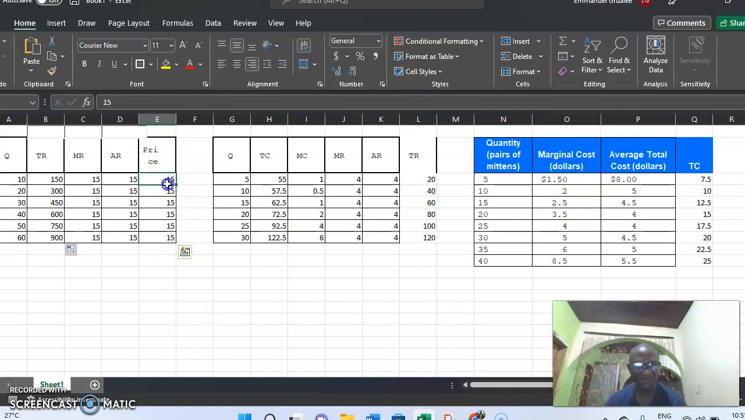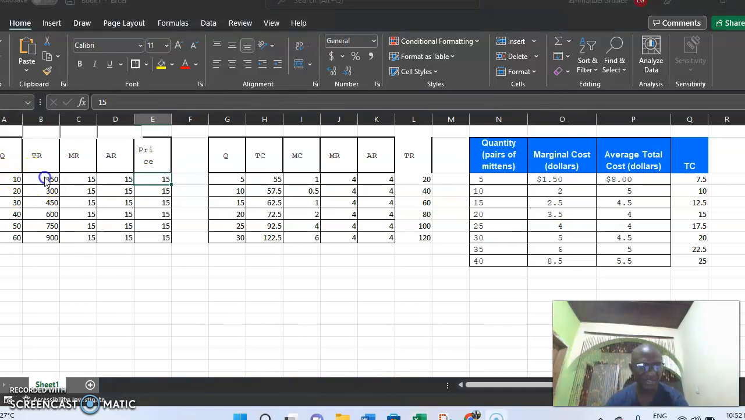Put the price, 15. There is no formula I put here. I just input the 15 per cell. Then I build my formula right here in total revenue, which is price and quantity. So it's this cell times this cell. After that, I also drop down the answer that you are seeing. That's how I got it.